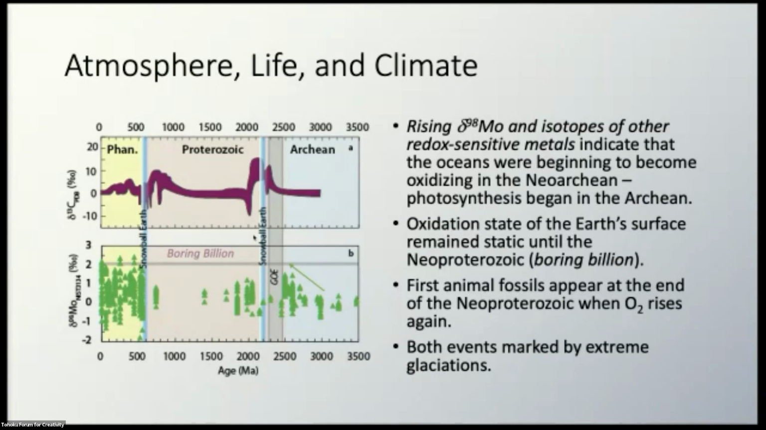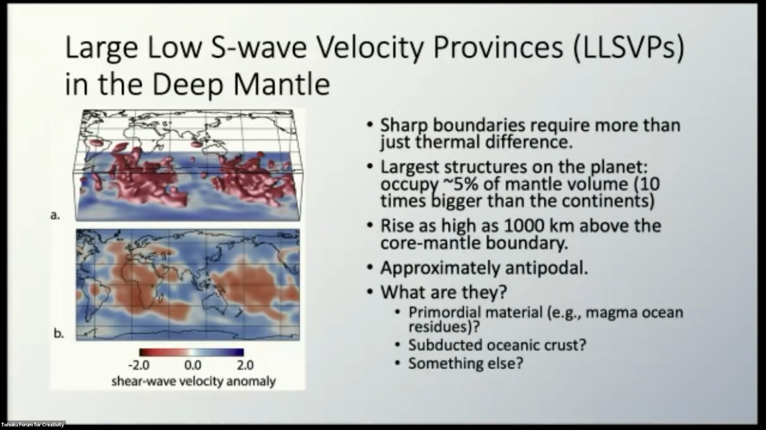And then you can see another transition here, and these carbon isotopes indicate disturbances in the carbon cycle. Okay? Another transition at the end of the Proterozoic, and this coincides, of course, with that rise in oxygen, also with the first appearance of animals. So that's very interesting. It's two very interesting times. All right, let's go into the deep Earth.